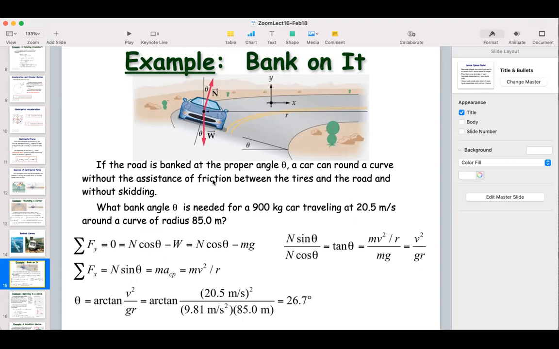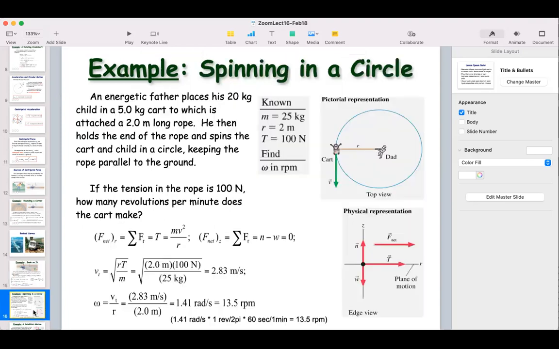Are there questions that we need to address? Okay, so you see that here in this case, you don't need the friction, but it's actually this component of the normal force, which gives the centripetal acceleration. So it's enough to keep the car moving along the curve, the road.